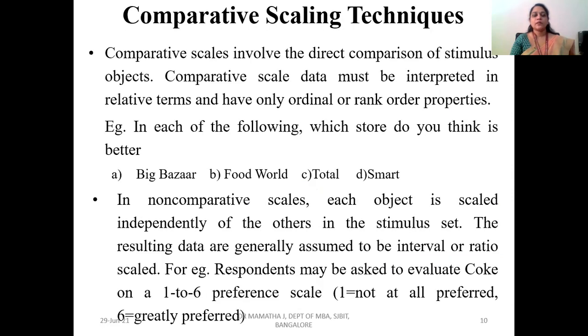Okay. So coming to comparative scaling techniques, this involves the direct comparison of the objects. Okay. So here the data must be interpreted in relative terms and only ordinal and rank order scales are used here. Okay, in comparative scaling, only ordinal or rank order properties. For example, in the following, which store do you think is better? So we'll give them a list of names of these stores. Okay, Big Bazaar, Food World, Total Mall, or Smart. Okay, so now we want to compare between each store.